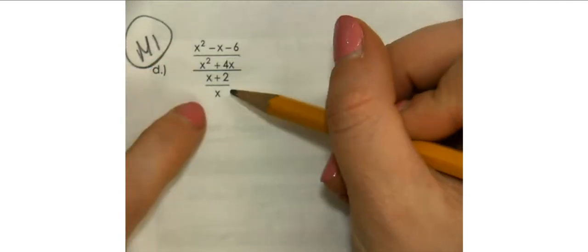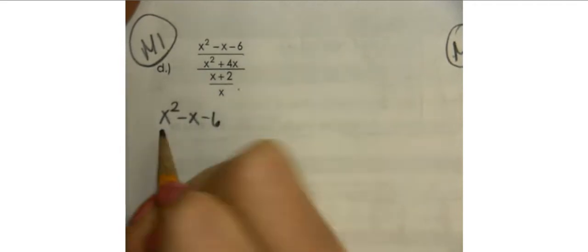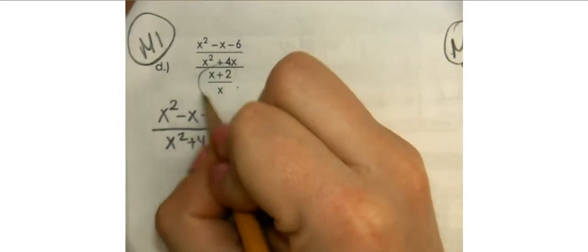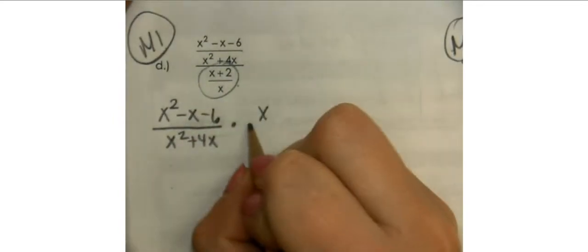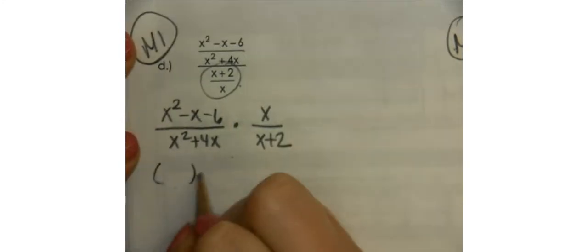So looking at letter D, we have ourselves a fraction, a single fraction over a single fraction. So that's awesome. That's exactly the format that we want. So therefore, I'm just going to rewrite this as x squared minus x minus 6 all over x squared plus 4x. And I'm going to multiply it by the reciprocal of the second fraction. So that's going to be x over x plus 2. So at this point, it's very important for us to figure out what we want to eliminate. So that means that we're going to need to factor both the numerator and the denominator into different parentheses.